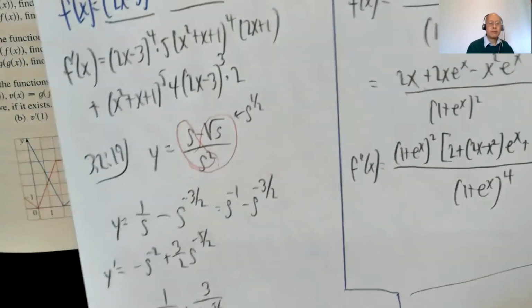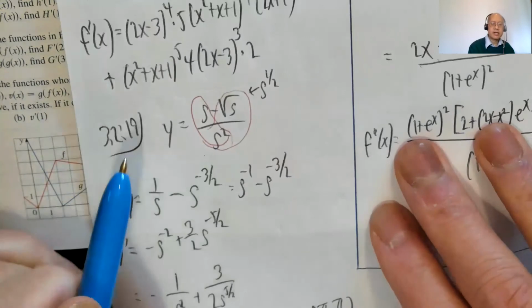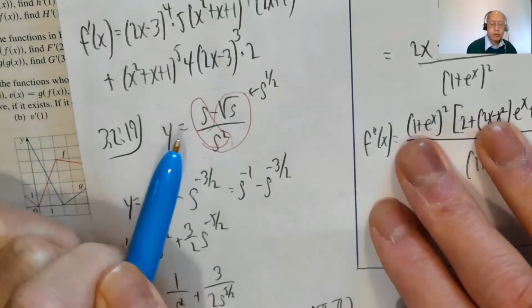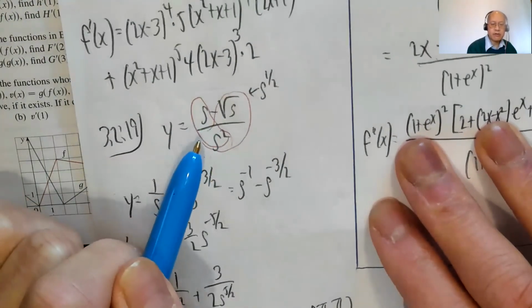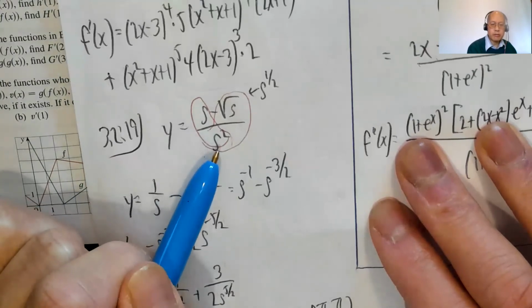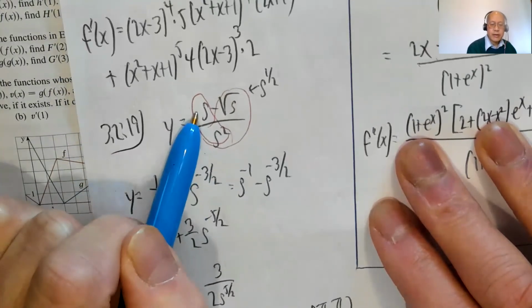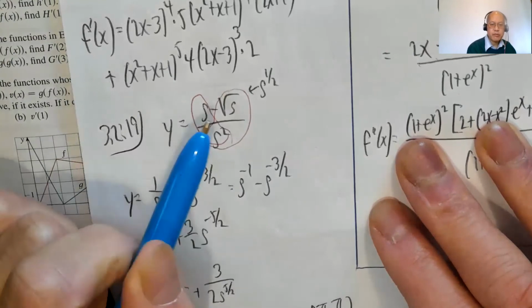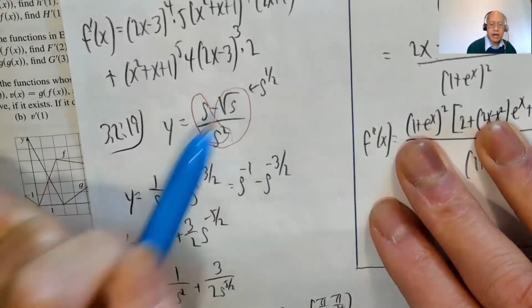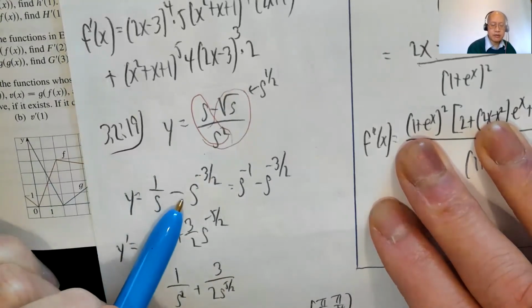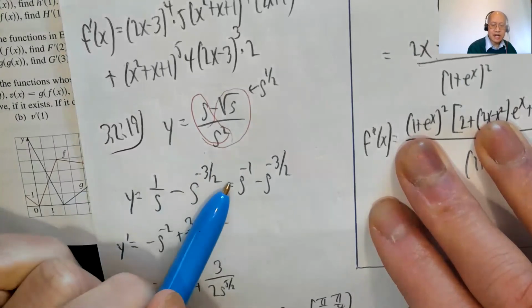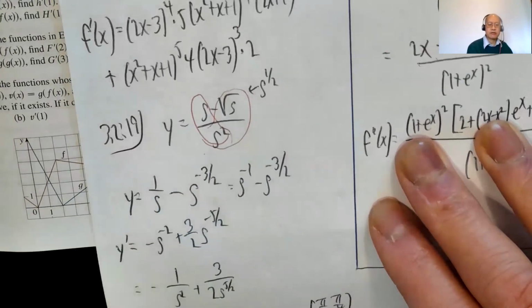Okay, one problem way in the past, 3.219. Take the derivative of s minus radical s over s squared. You could do this by the quotient rule, but it's a lot easier to divide first. S divided by s squared is 1 over s, minus s to the 1/2 divided by s squared is s to the -3/2. So rewrite it as s to the -1 minus s to the -3/2.